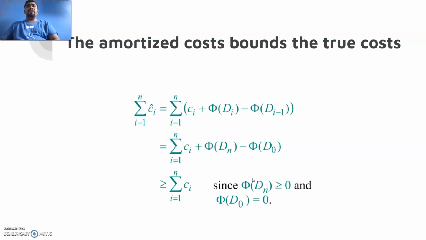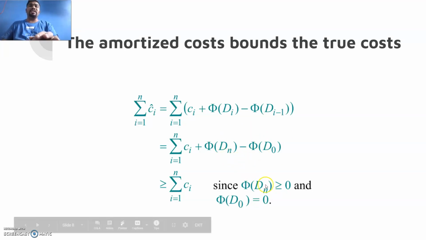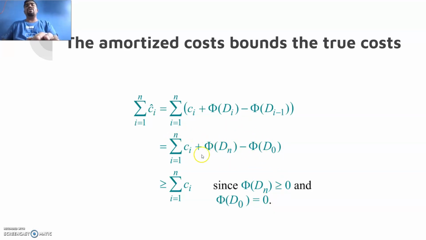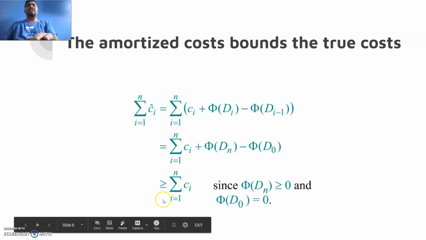Now, we see that phi_n is greater than or equal to 0, and at the initial state there's no potential energy, so there's no potential at the first stage, so obviously this is going to be a positive number. If the actual cost is added to a positive number, that means the amortized cost is greater than the actual cost, so we can clearly write it as amortized cost is greater than or equal to actual cost.